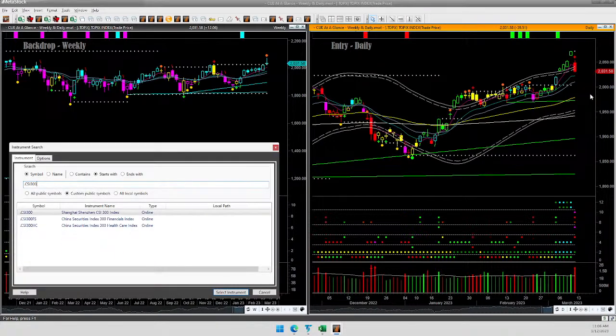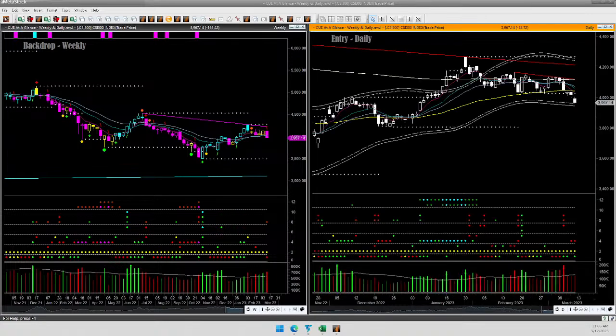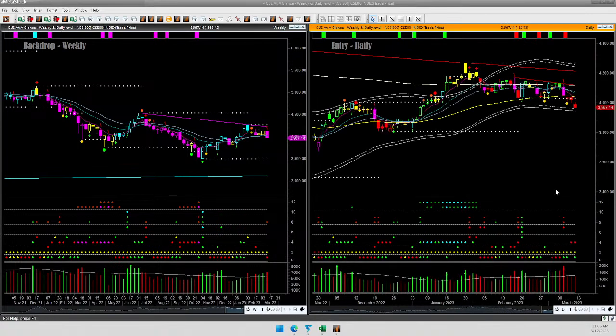CSI 300, China market. CSI 300 was inside a range created by the trendline resistance and the yellow direction line and also the watermark support. Now it has broken below the watermark support, broke below the box range. Friday's candle color and shape both are bearish. Weekly candle color and shape both are bearish. Weekly is reversing from trendline resistance.